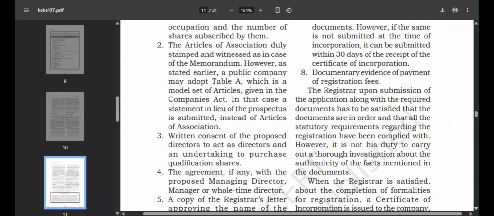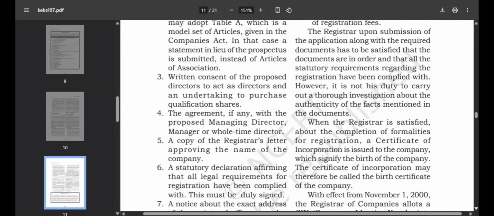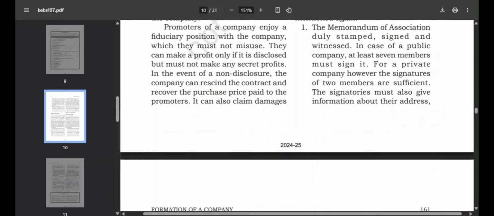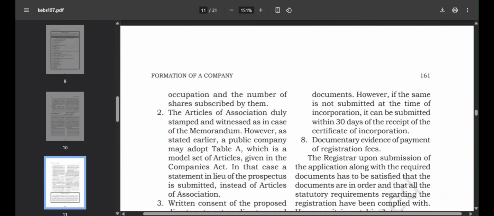Consent of directors, agreement, statutory declaration, fees, all that we studied here. You must know memorandum of association has five clauses that we have done. First is name clause, registered office clause, object clause, liability clause, capital clause. So first MOA should be duly stamped, signed, witnessed. In case of public company, seven members have to sign. For private company, two members are sufficient. Signatories have to give the information about their address, occupation, number of shares subscribed by them.